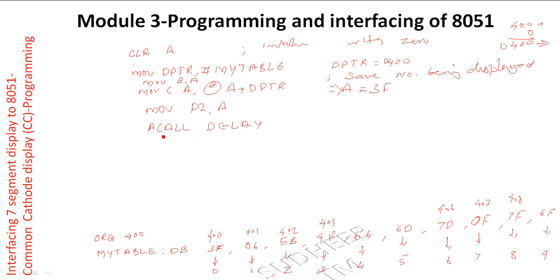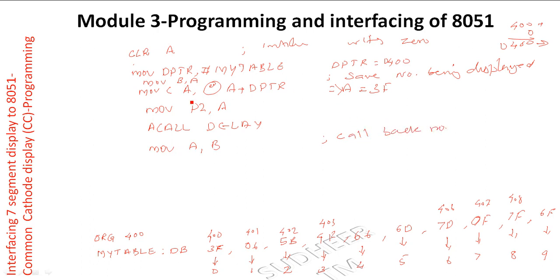After the delay, we should get back the number. The number we have shown here is 0. Next, we need to get it back. That is B. Okay, we'll get it back to the A register. So MOV A, B, callback number.